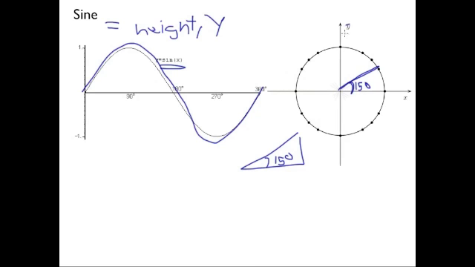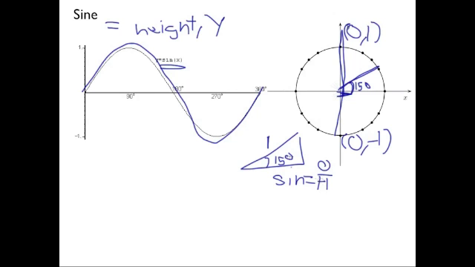Here it would be (0, 1) on a unit circle, and here it would be (0, negative 1), because this is 0 right here, up 1, down 1. As you know, in a unit circle the radius is 1, and sine equals opposite over hypotenuse. So we need to find this. Sine 15 equals y over 1, because the hypotenuse is 1.